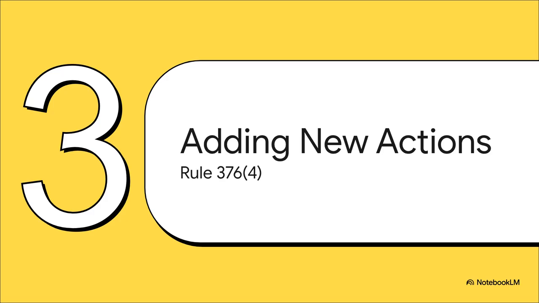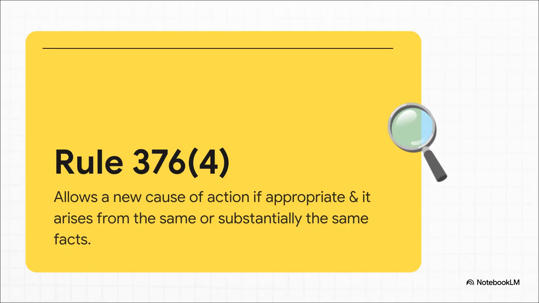We're talking about adding a completely new cause of action, all under the power of Rule 376, Sub-Rule 4. Okay, listen closely. Rule 376, Sub-Rule 4 has 2 key parts, 2 hurdles you have to clear. First, the court has to think that giving you permission is appropriate. This is a discretionary thing. It's where the court thinks about fairness, prejudice, delays, that sort of thing. But it's the second part that's the real battleground.